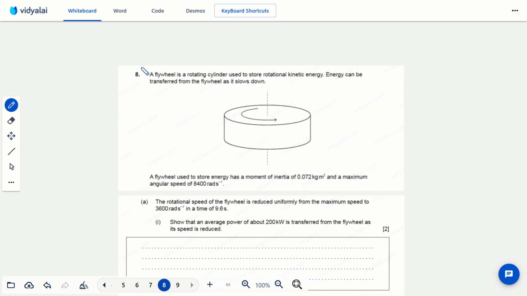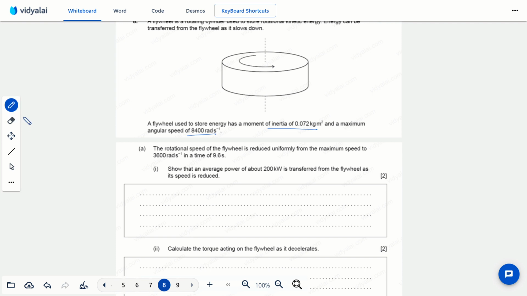So for the eighth problem, we have a flywheel which stores rotational kinetic energy in it. So this flywheel has a moment of inertia of 0.072 kg meters square, and it has an initial angular speed of 8,400 rads per second. That's radians per second. So its angular speed is what gives us the information about how much angle is being swept out each second. So that is basically telling us the rate at which this flywheel is rotating.